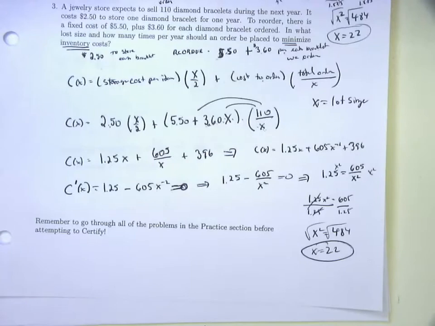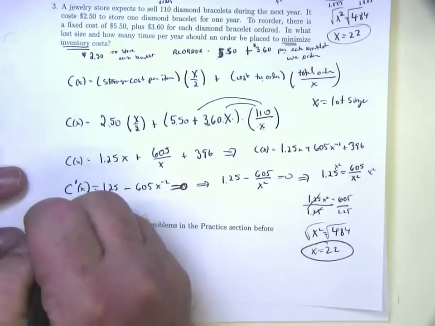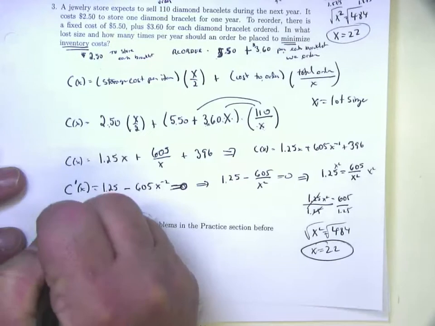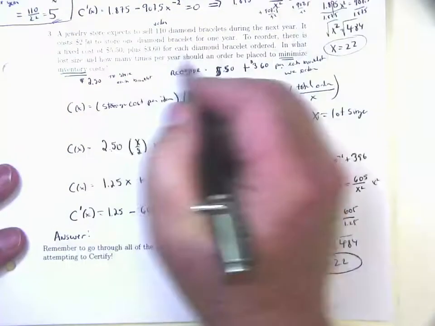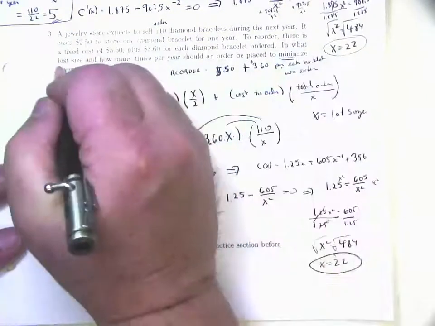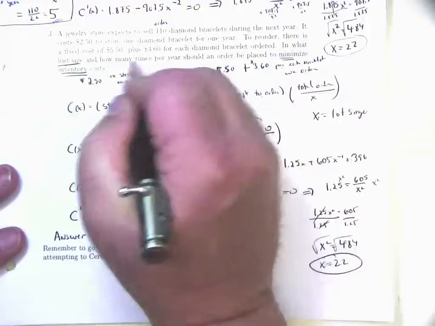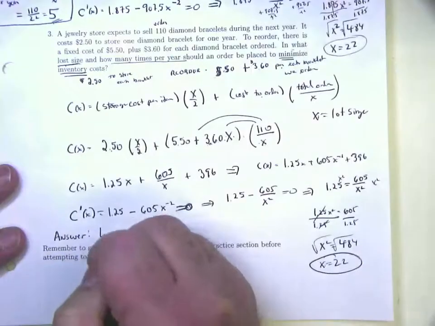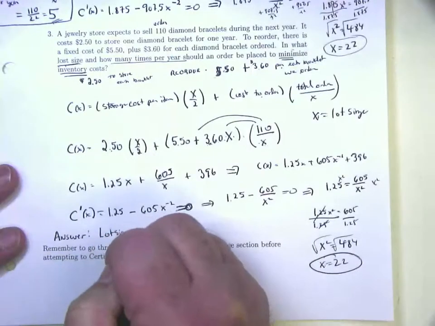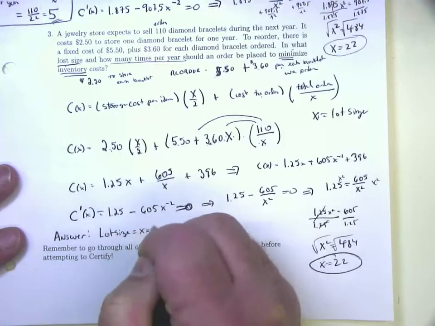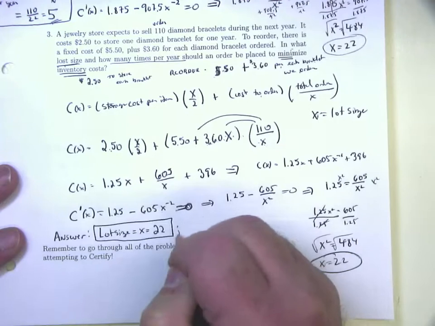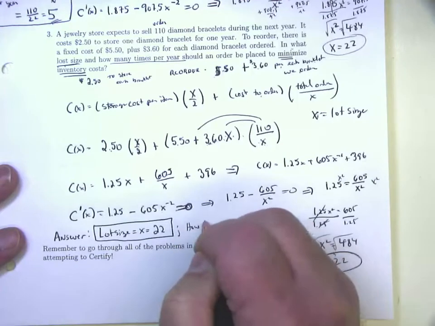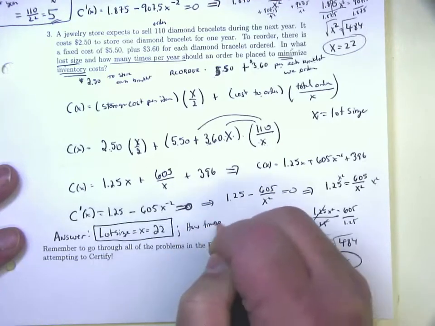But now, don't forget to go back and answer the question. What was the question on this problem? Well, there were two questions here, if I remember. In what lot size, so we have to figure out the lot size, and how many times per year to order. Your lot size, that's your x, is equal to 22.